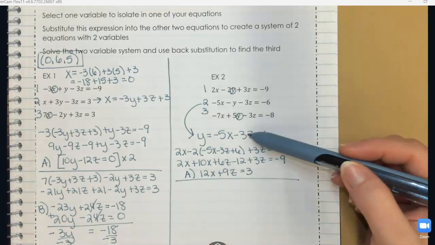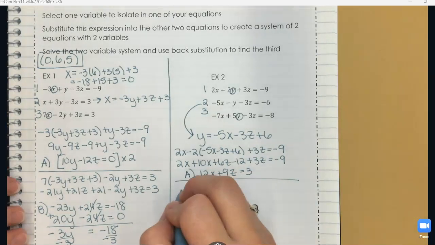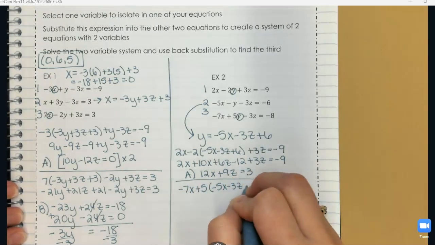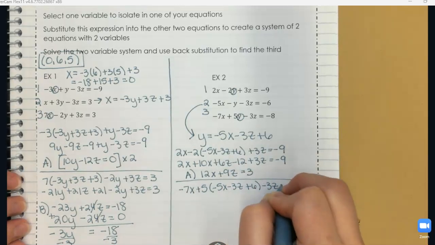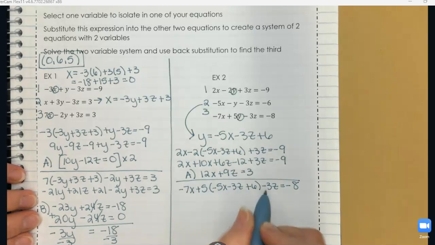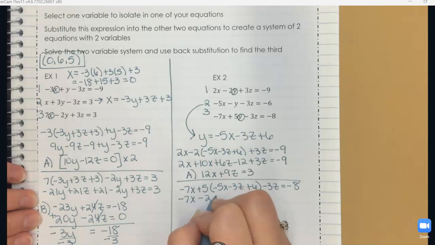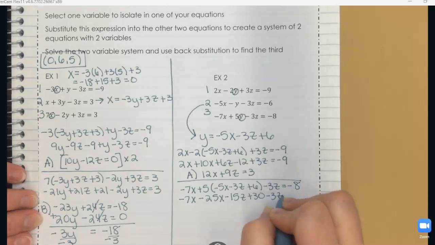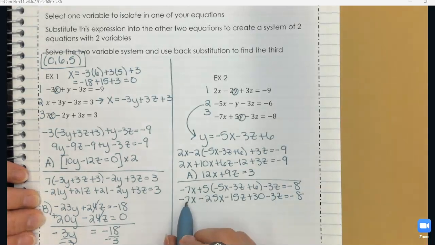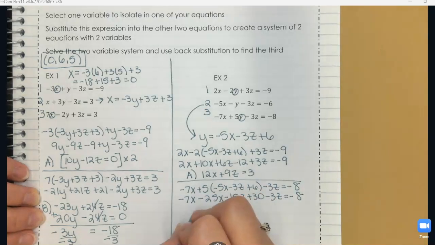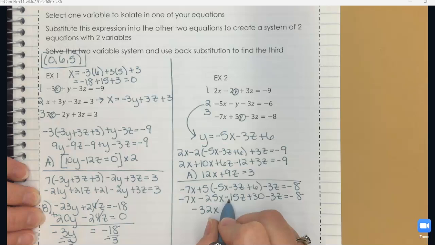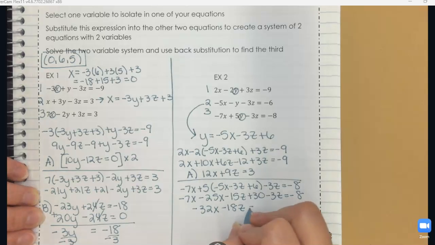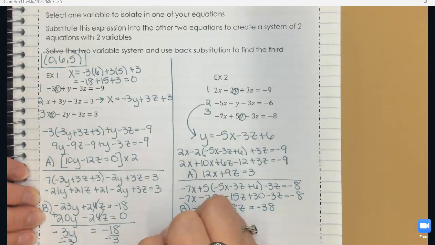Now I am going to do the same thing, plugging this in for y, but in equation 3 instead. So negative 7x plus 5 times negative 5x minus 3z plus 6 minus 3z equals negative 8. So distributing that 5, I get negative 25x minus 15z plus 30. Now I need to combine my like terms. Negative 7x minus 25x is negative 32x. Negative 15z minus 3z is negative 18z. And if I subtract the 30 away, I get negative 38. And I'm going to call this equation B.